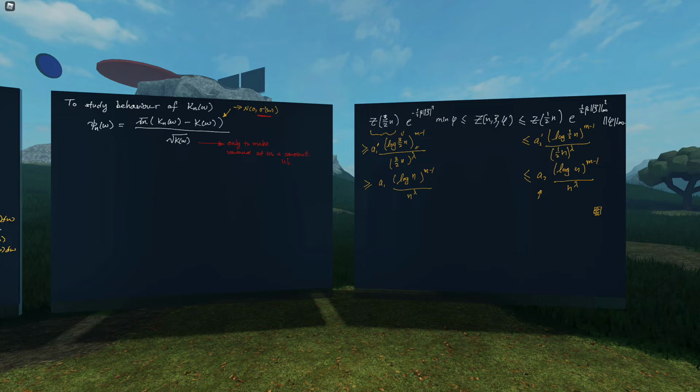Right, but this term also makes this process undefined. It is undefined at K(W) equal to 0, which is the set of true parameters.